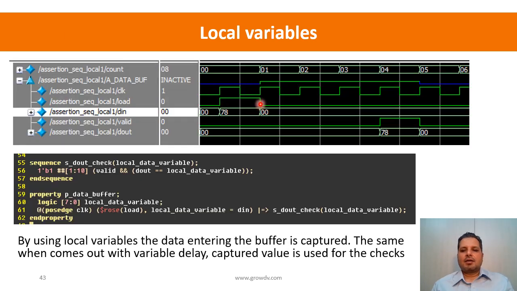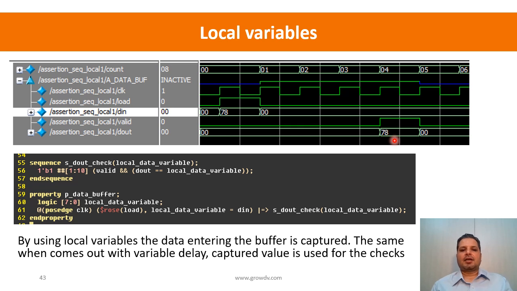So here is one usage of a local variable. Our requirement is something like this. We have a data buffer, and some data gets loaded into the buffer, and then from 1 to 10 clock cycles after it gets loaded, the same data comes out. We want to check that when it comes out of the buffer, from 1 to 10 clock cycles after loading, the data that we sent into the buffer and the data coming out of the buffer are matching or not.